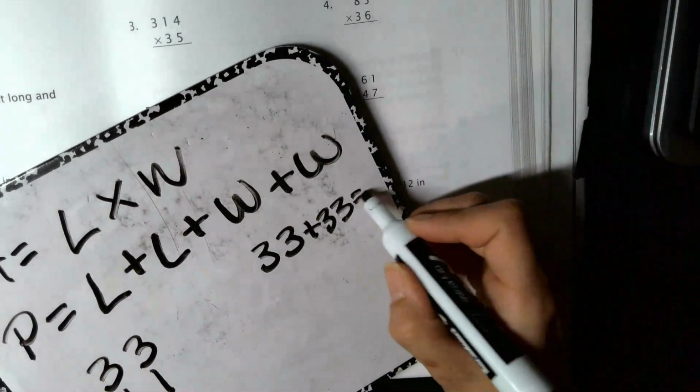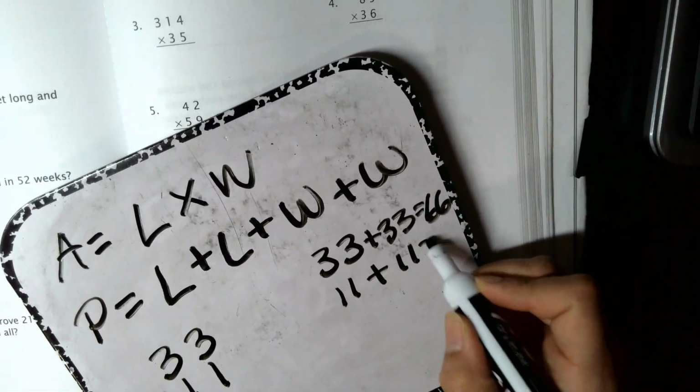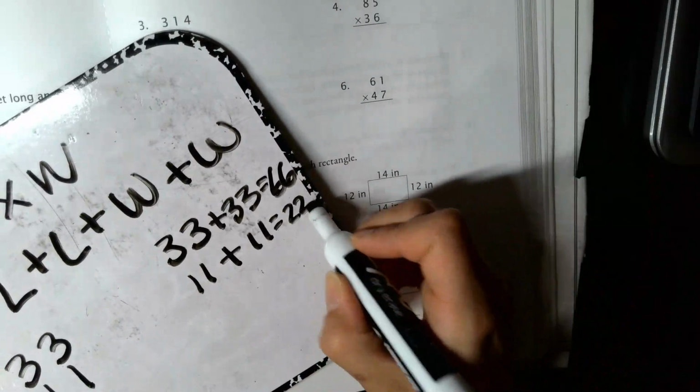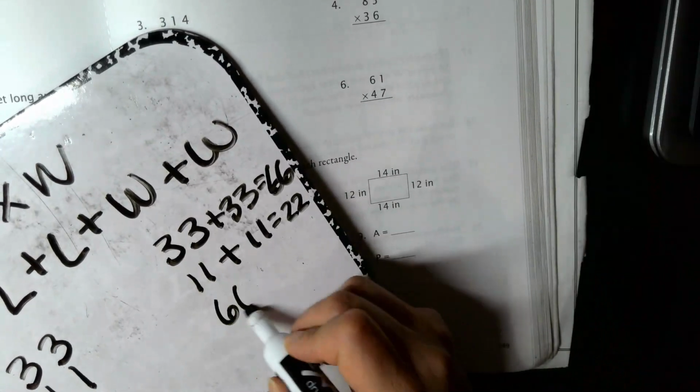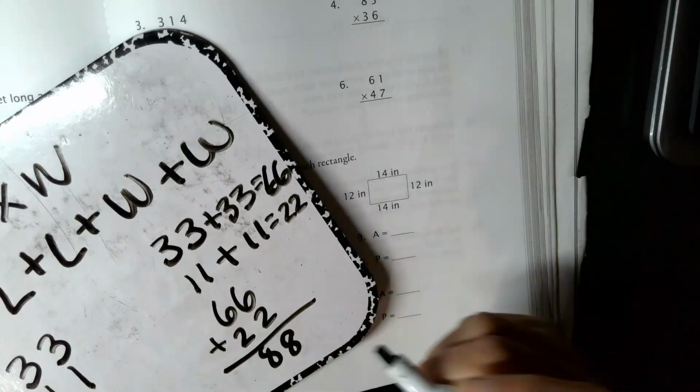Okay, and that would be 66. And then we would have 11 plus 11, and that would be 22. And then we would add those, 66 plus 22. Let's do that one first. That's 8, and that's 8. So our perimeter would be 8.